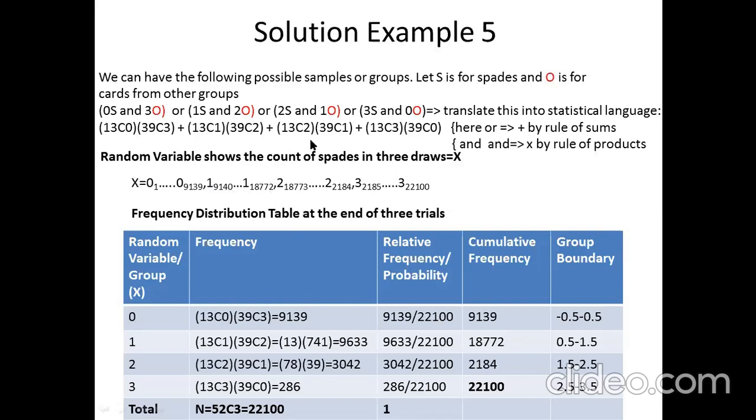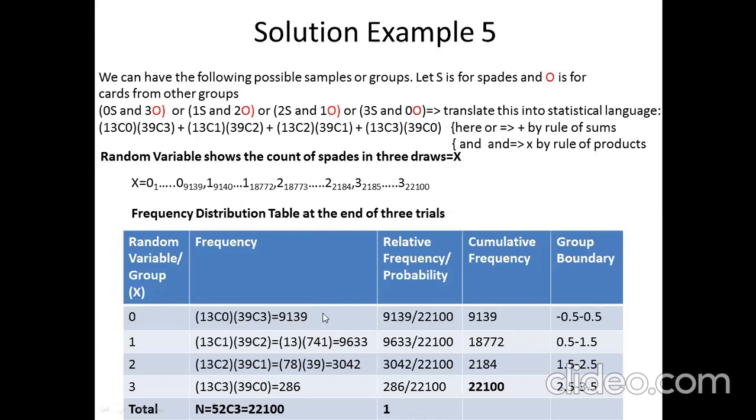Similarly, how many twos we have got is a product of this, and how many threes we have got is a product of this. Let's quickly move on to the table so that we can better understand the formulation of x over here. The values of x are 0, 1, 2, 3. The frequencies are the result of these combinations, as can be seen in this column, right? And the total frequency would be the sum of these frequencies, and it should equal 52C3, because in all we are drawing three cards from 52 cards.